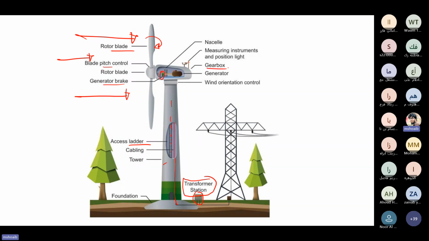So you have a gearbox, you have measuring instruments, position light, position sensor. So maybe you can also control the position. Sometimes it is rotated in this direction, sometimes in that direction, and so on, based on the direction of the wind speed.